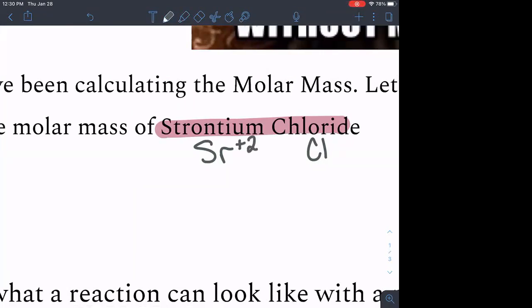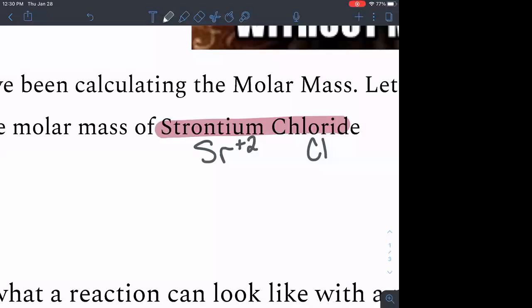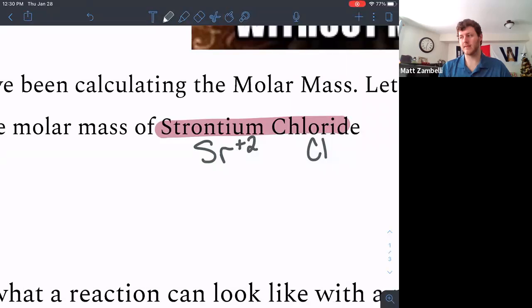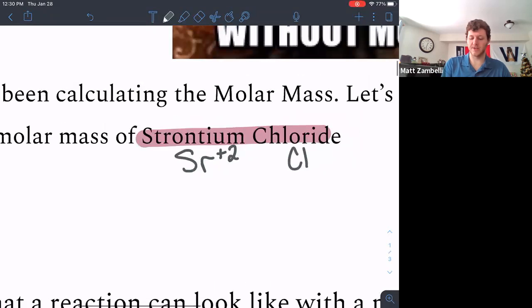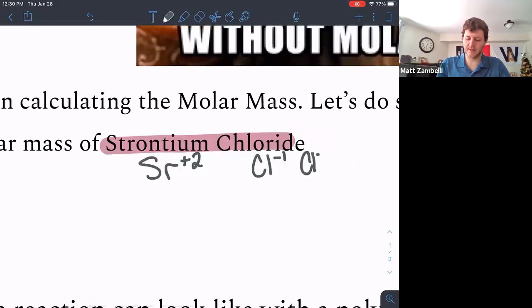And what about chlorine? What is chlorine's charge? It has 7 valence electrons, which is great, and it wants how many? It wants 8, so it's going to have that -1 charge. So it's a -1 and a +2. Do those add up to 0? No, so you need another chlorine. Perfect. So what's my final formula?